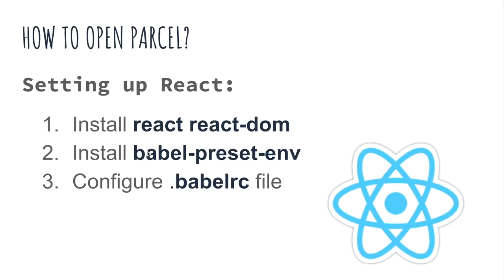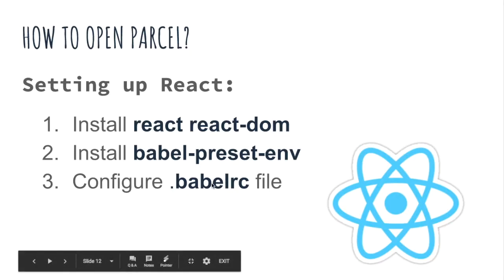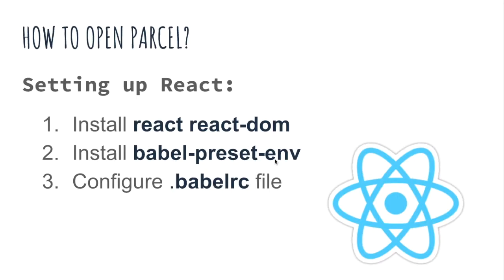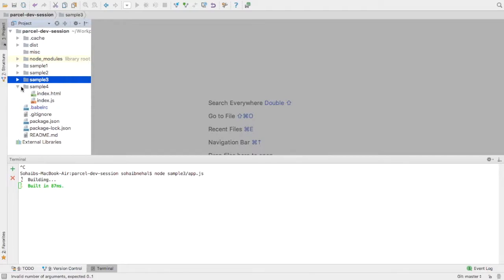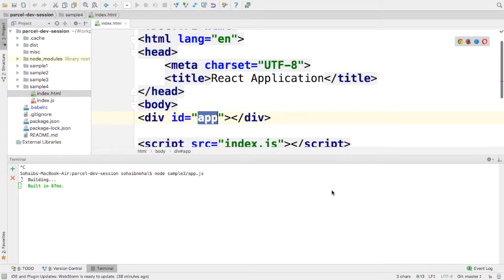The other option is how we can use Parcel with React. You guys know Angular more than me, so I did not want to bring it up. I thought I would just take an example of React. What you need to do is just install the React modules, like React and React DOM. You have to install the Babel preset for React, and then configure the Babelrc file. So I made a quick sample of a React application.